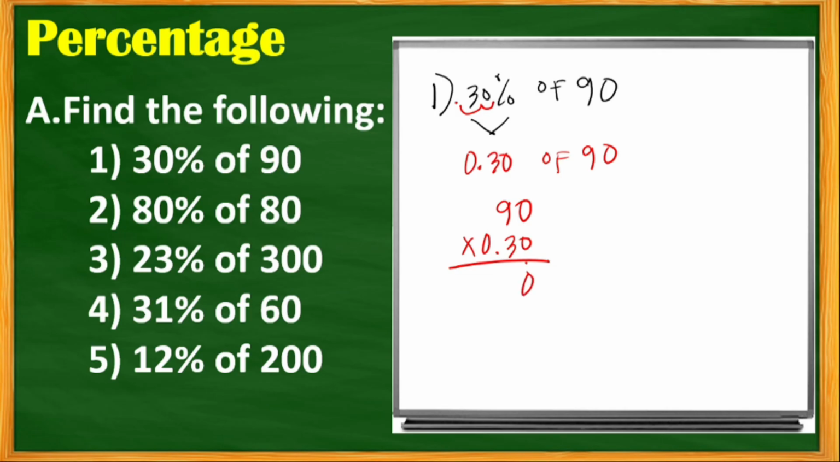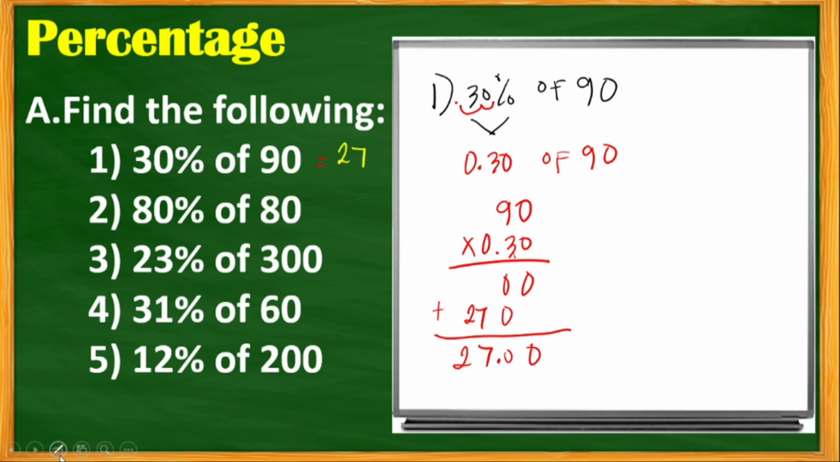0 times 0, 0. 0 times 9, 0. 3 times 0 is 0. 3 times 9 is 27. Then, add 0, 0, 7, 2. Then, count the number of decimal places. We have 2. 1, 2. Then, the answer for this one is 27.